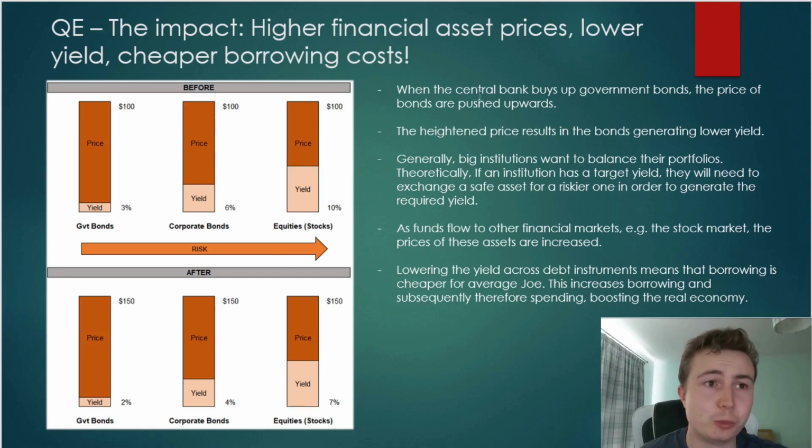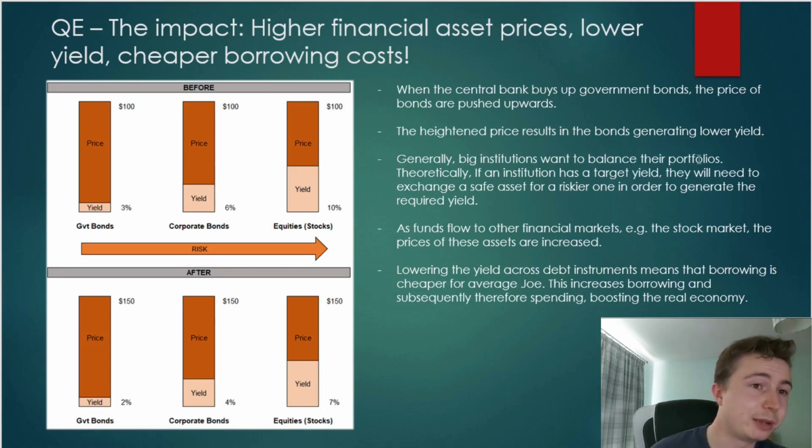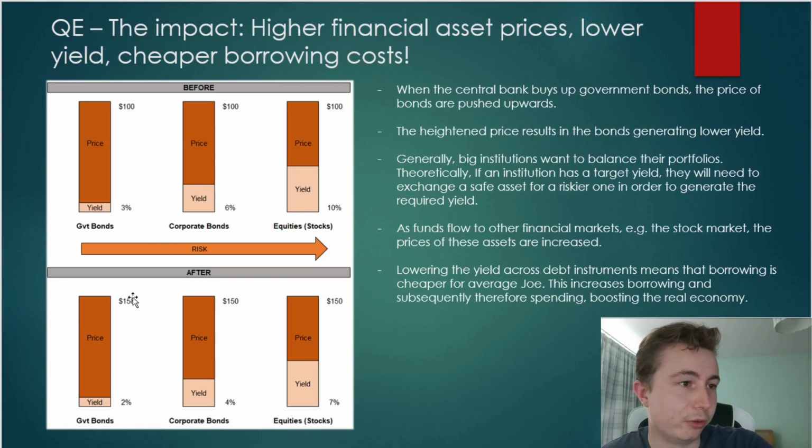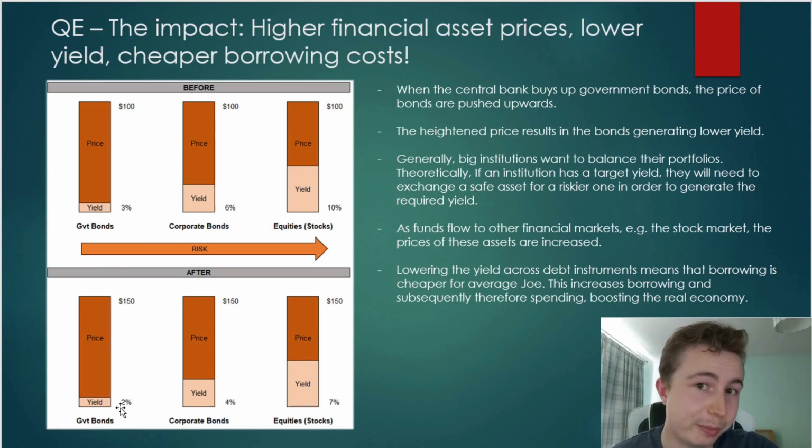So, when the central bank buys up government bonds, the price of the bonds are pushed upwards, okay? The heightened price results in the bonds generating lower yield. I think we've discussed that. Generally, big institutions want to balance their portfolios. Theoretically, if an institution has a target yield, they will need to exchange a safe asset for a riskier one in order to generate the required yield. So this is the trickle-down effect, guys. If they were getting 3% on their government bonds, but now they're only getting 2%, you might say, well, I need to reposition into some riskier assets in order to get my yield back up.